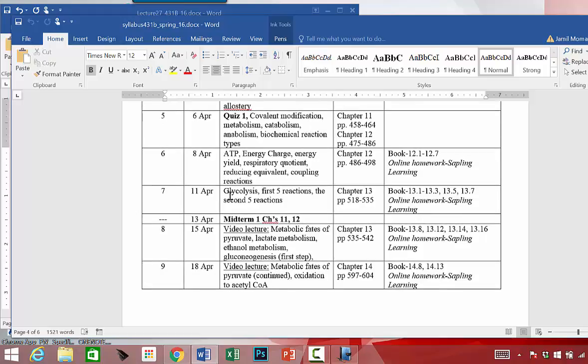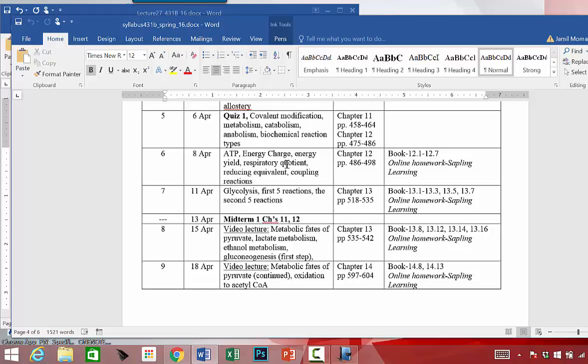I did talk about energy yield for sure, in terms of energy yield from beta oxidation, from glycolysis, from citric acid cycle. I think I gave you a whole table on that. But I didn't talk very much about respiratory quotient, so you don't have to worry about respiratory quotient. Reducing equivalents, I talked about that. That's going to be an electron.